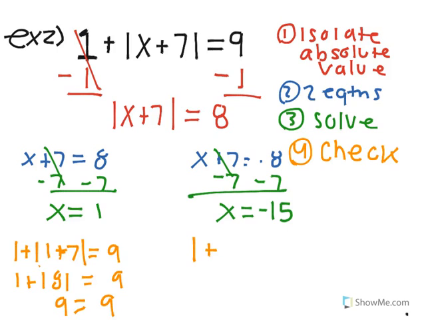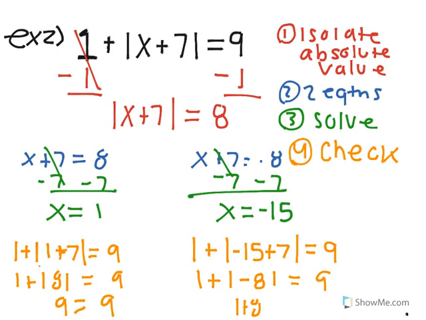1 plus the absolute value of negative 15 plus 7 is equal to 9. So 1 plus the absolute value of negative 8 is equal to 9. The absolute value of 8 and negative 8 is positive 8 because it's an absolute value. So 1 plus 8 is equal to 9. 9 is equal to 9. There you go, smiley face, check mark, heart, whatever helps you remember that you did your check step. Okay, so awesome.